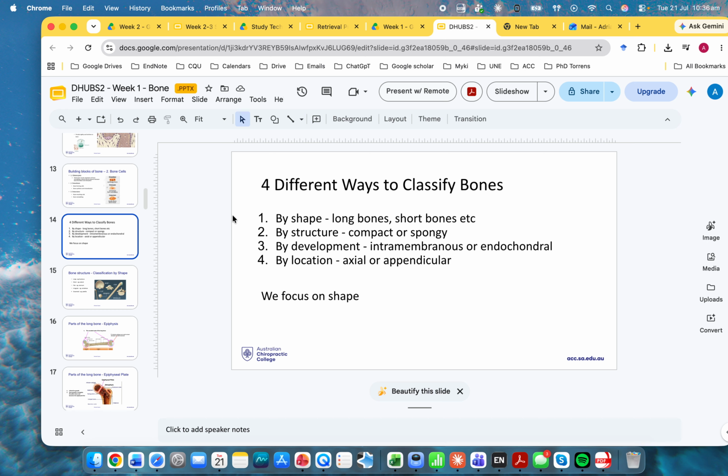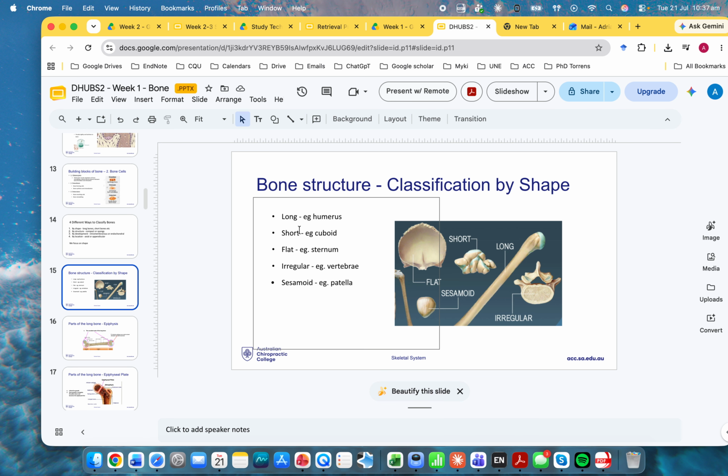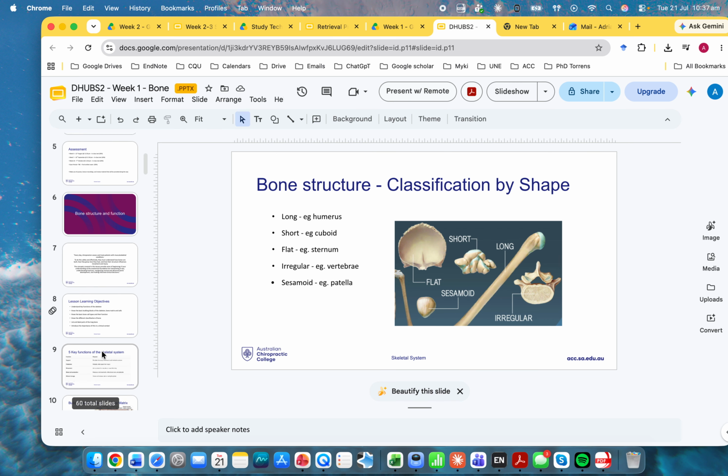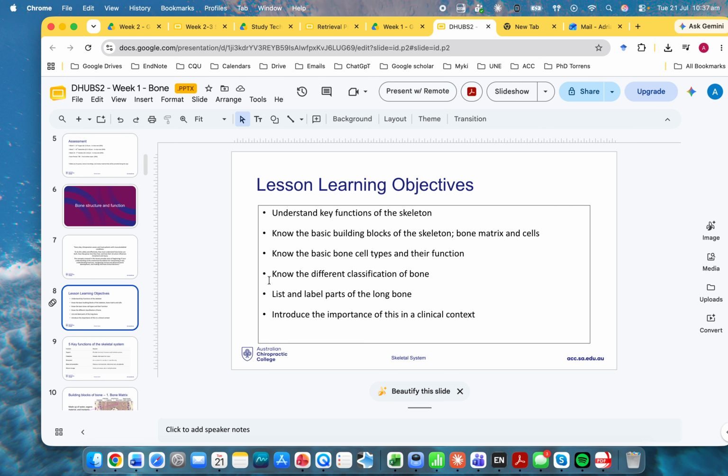Yeah? Now, I've said here, we now focus on shape. As a result, then, what you're being told is that the key way in which you should understand bone structure is in regards to its shape. For example, long bone, short bone, flat bone, irregular bone, sesamoid bone. So again, that might be another question. And you might ask yourself for examples of each of those. Yeah? Then we get back to the learning objective again. Know the classification.